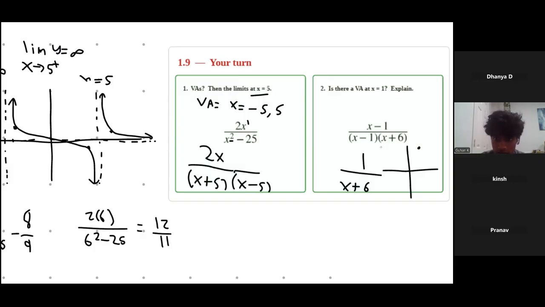Okay, so let's say there's a hole here, right? And then there's going to be a vertical asymptote here. So it's just going to skip over that point. So there's no point there. It's a hole. So therefore, there's no vertical asymptote, and that's why.